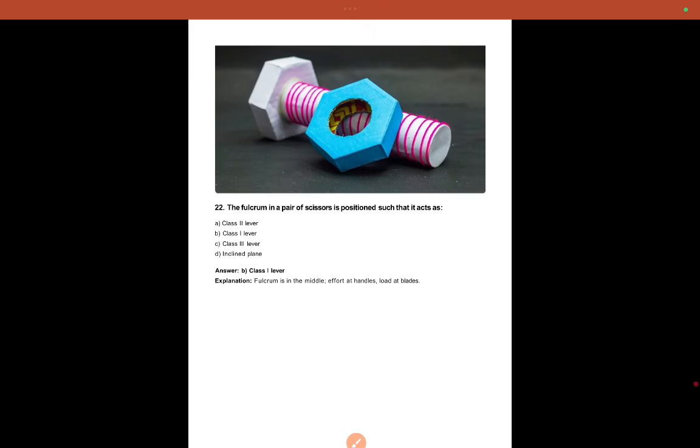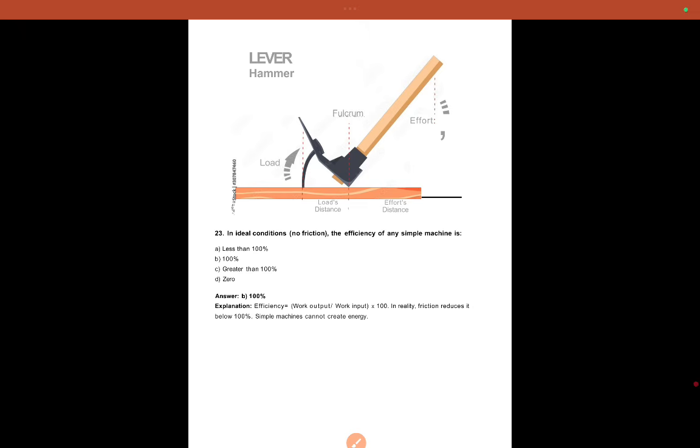Question number 22. The fulcrum in a pair of scissors is positioned such that it acts as what? Class 1 lever. Where is the fulcrum? It is in the middle. So the fulcrum is in the middle, effort is at the handles, load at the blades. So it's about class 1. You can see the figure.